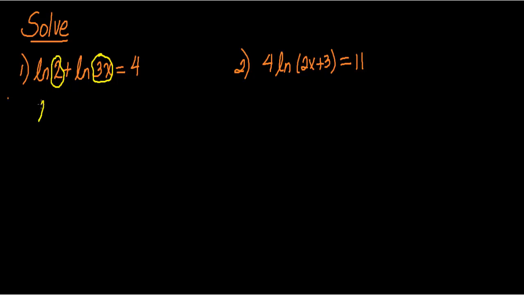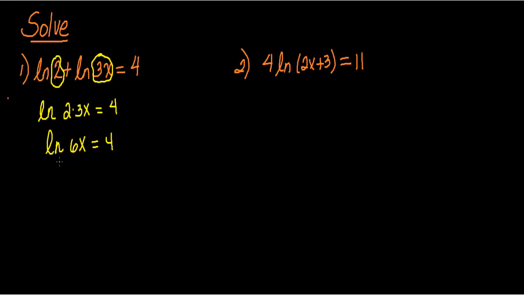So you end up with natural log of 2 times 3x equals 4. We can simplify this. 2 times 3x is a total of 6x, equal to 4. I want to isolate x. I have a natural log equal to a number.